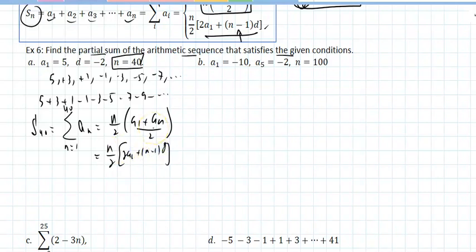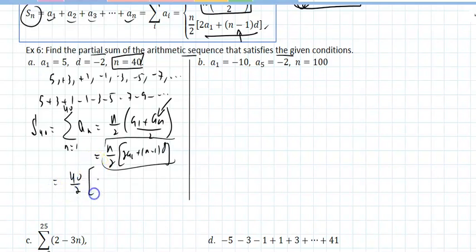So in this case, what do you notice? Based on the information they gave me, to use this, I need the general term. But here, if I use this form, that would be 40 divided by 2 times twice a sub 1. We know a sub 1 is 5. Plus n minus 1, 39, times the common difference, which is negative 2. And there it is. That is 20, order of operations. That is a 10. That is a negative 30. That's a negative, what is that?